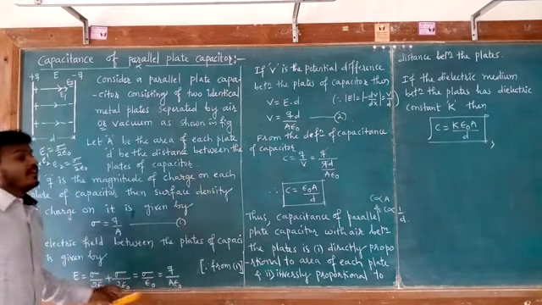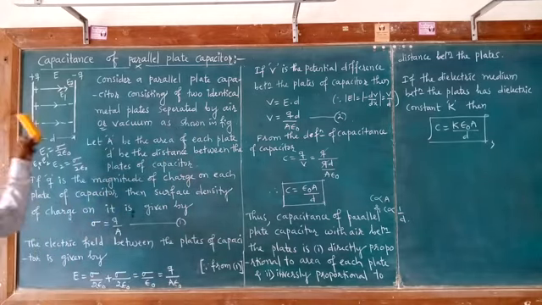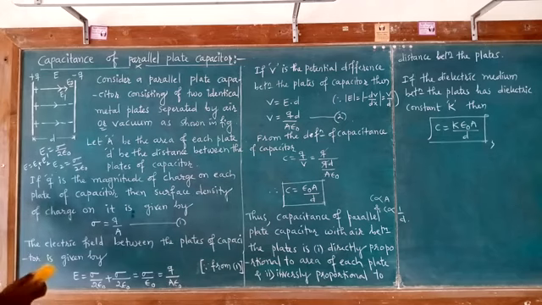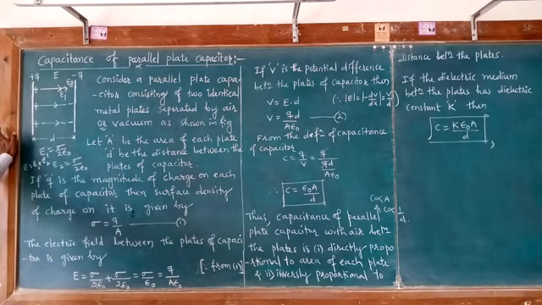ಈ ಕಾನ್ಸೆಪ್ಟ್ ನ ನಾವು ಕರೀತೀವಿ expression for capacitance of a parallel plate capacitor when the plates of capacitor are separated by a particular dielectric medium having dielectric constant K. ಅವಾಗ C is equal to Kε₀A divided by d ಅಂತ ಕರೀತೀವಿ.